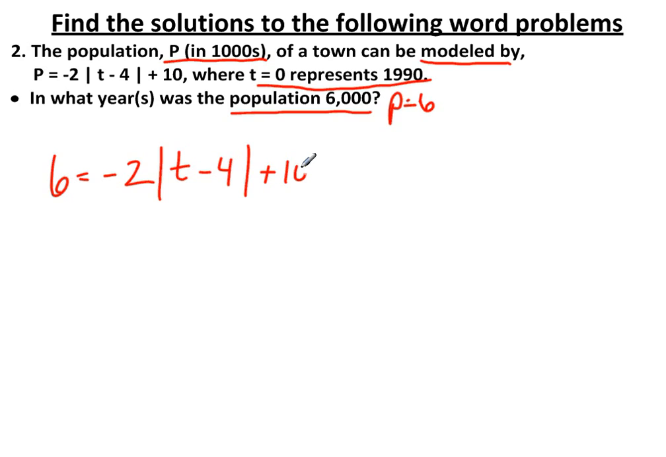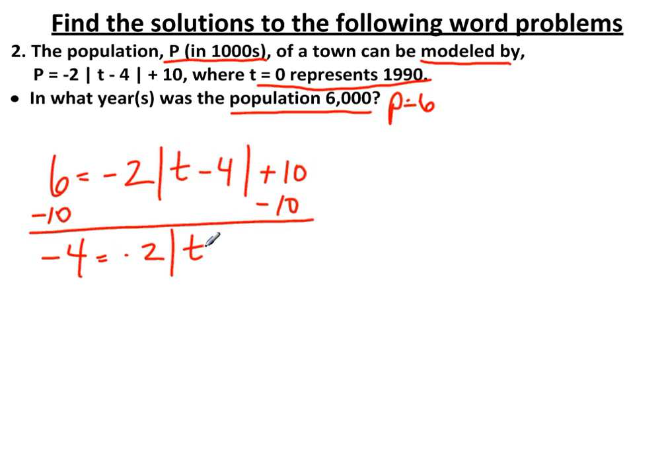Now this is a little bit more difficult than the last problem because this is solving for an absolute value, which we've done in class already. This is what we did in section 1.7. So what I'm going to do is subtract 10 from both sides and get -4 is equal to -2 times the absolute value of t minus 4. I'm going to divide both sides by -2. And typically I'd have to worry about dividing by a negative, but remember this is not an inequality, it's an equation, so we don't have to worry about the negatives. It's going to be 2 is equal to the absolute value of t minus 4.